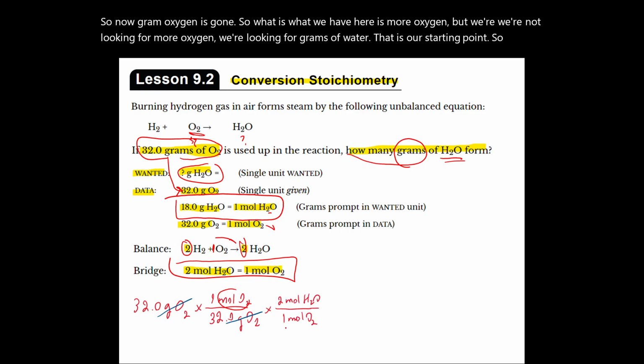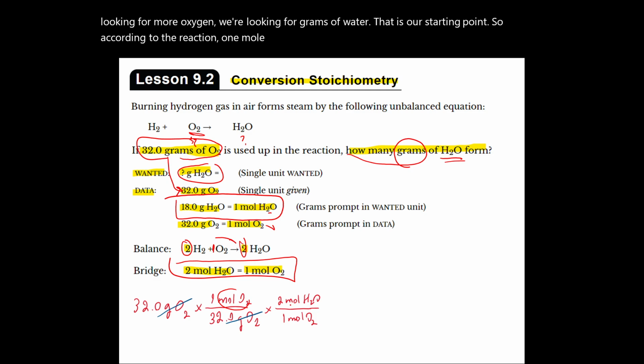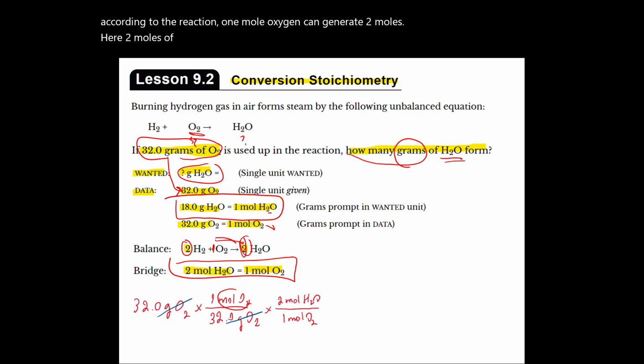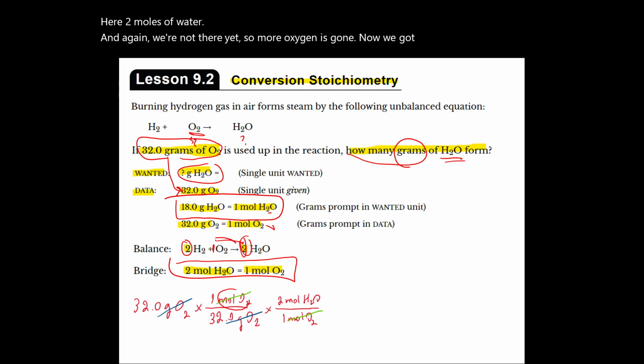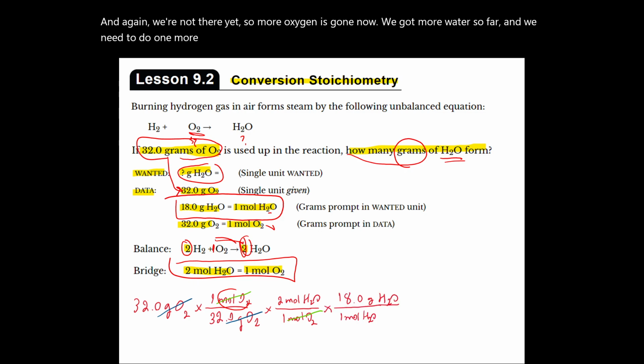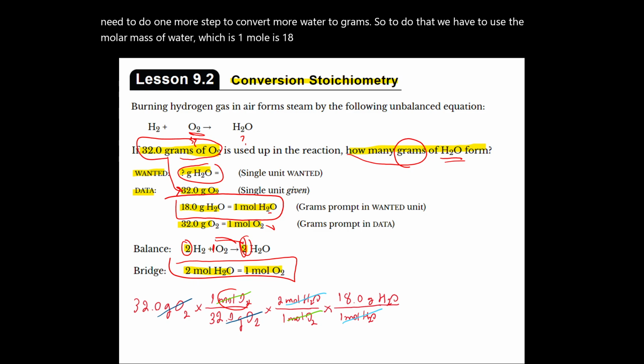So according to the reaction, 1 mole of oxygen can generate 2 moles of water. And again, we're not there yet. So moles of oxygen is gone. Now we've got moles of water so far, and we need to do one more step to convert moles of water to grams. To do that, we use the molar mass of water, which is 1 mole is 18 grams. And so your final unit now is grams of water, and that is what we're looking for here.